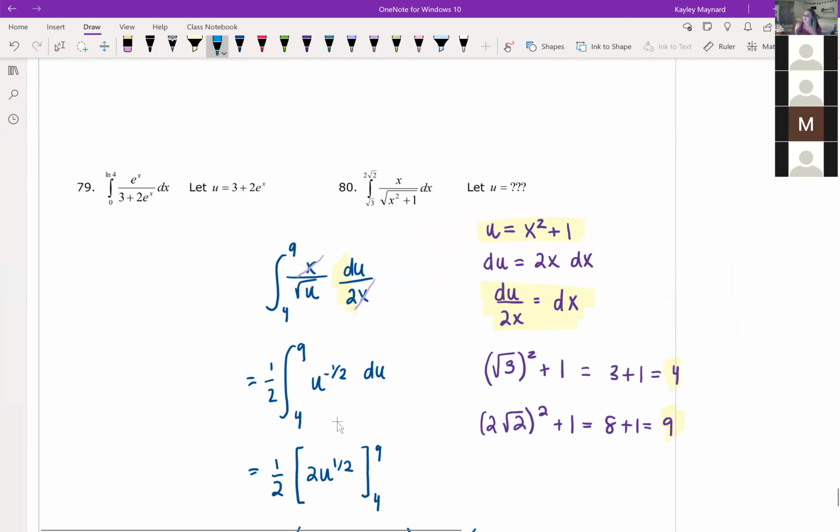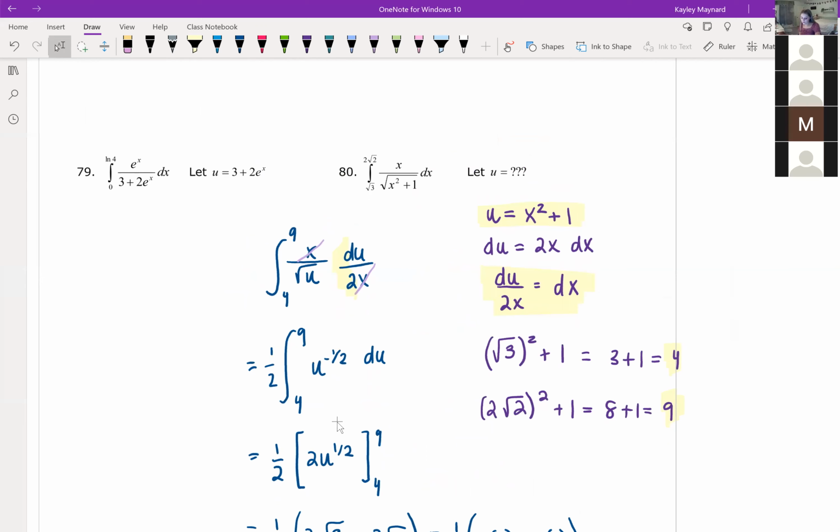Okay, 79. The integral from 0 to ln of 4 of e to the x over 3 plus 2e to the x dx. Kind of nice, this problem tells you what to use for u. So that's kind of helpful in this situation. So let's just start by running with what they give us to use for u. So if u is equal to 3 plus 2e to the x, let's see, what would du be equal to?